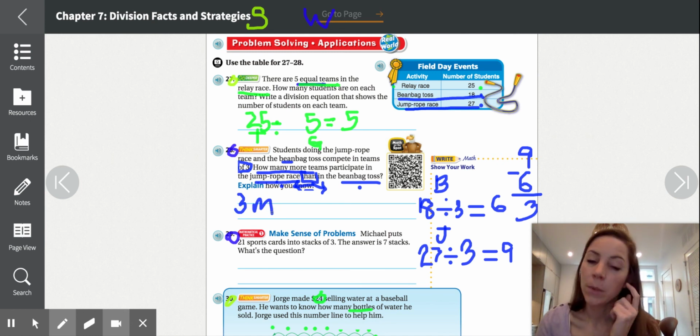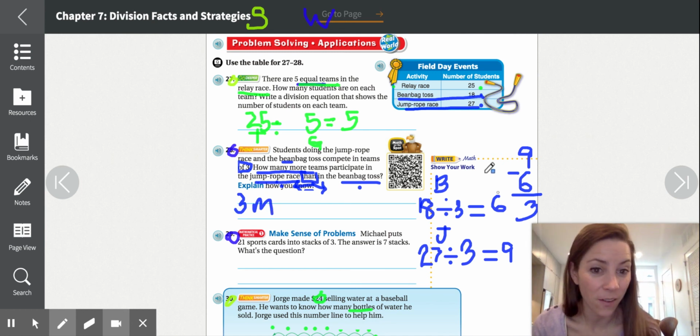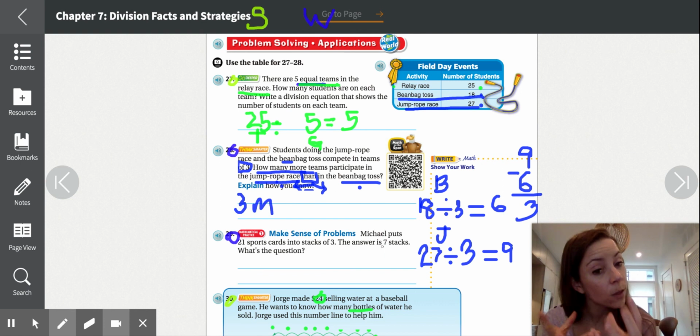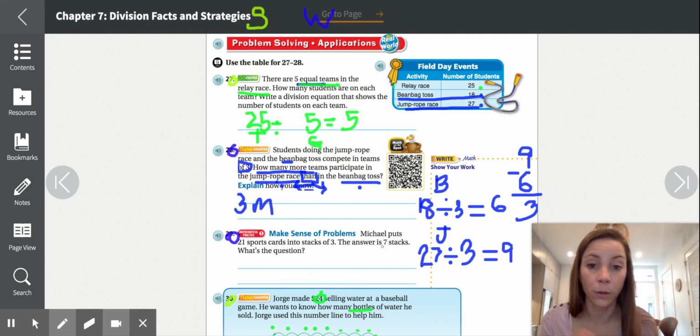Okay, I'm gonna skip explaining how we know for that one because I kind of already explained it while talking. Now the next one is a good one. It says make sense of problems. Michael puts 21 sports cards into stacks of 7. The answer is 7 stacks. What's the question? So they already gave you the first 2 clues in the word problem. You don't have to come up with those clues. So he puts 21 sports cards into stacks of 3. So what would we ask if the answer is going to be 7 stacks?